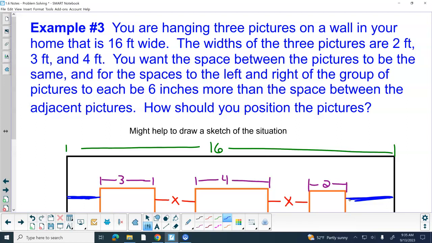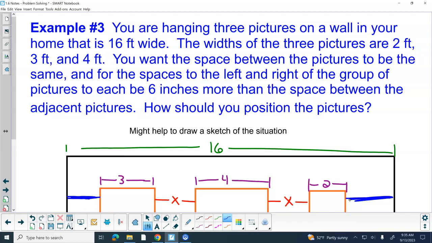Okay, so for every variable that you bring into a problem, you've got to come up with an equation for it. If we bring in two variables, then we've got to have two equations. We can only use one equation.